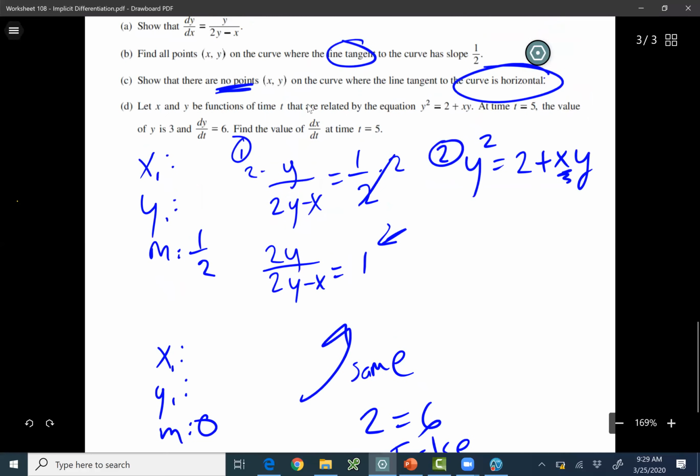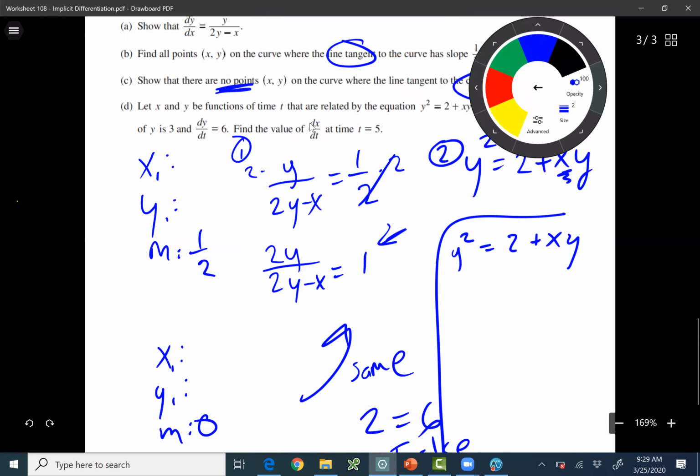And C says, let x and y be given by these functions. At time t equals 5, the value of y is 3 and dy/dt equals 6. Then find the value of dx/dt. So in this case, instead of doing implicit with x's, we're doing implicit with t's. I'm going to just set this up quickly and then we'll be done.